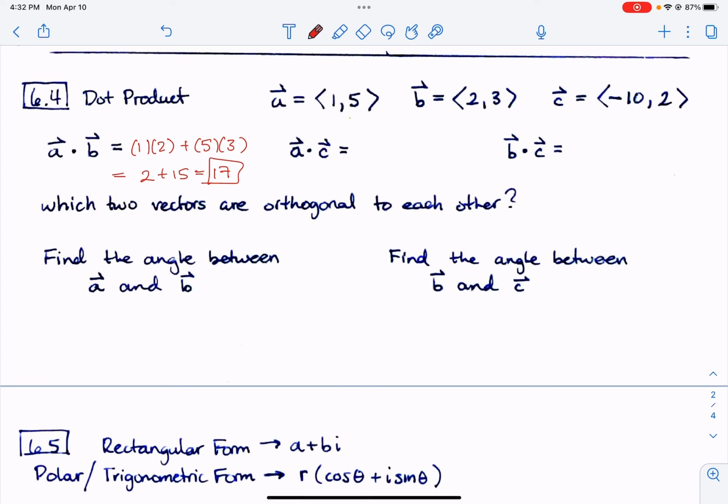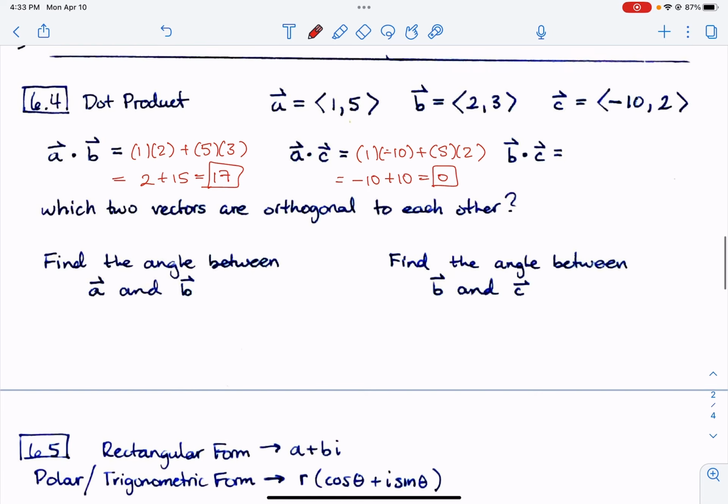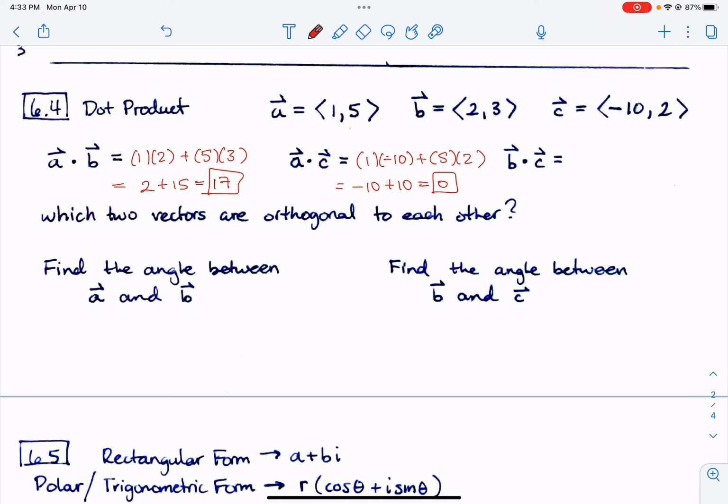Awesome. Let's just do the next one real quick, right? So we get 1 times negative 10 plus 5 times 2, right? I'm just using the components of these vectors. That's negative 10 plus 10. Hang on, that's 0, right? So there's something special about that. B dot C, that's going to be 2 times negative 10 plus 3 times 2. It's going to be negative 20 plus 6. It's negative 14.